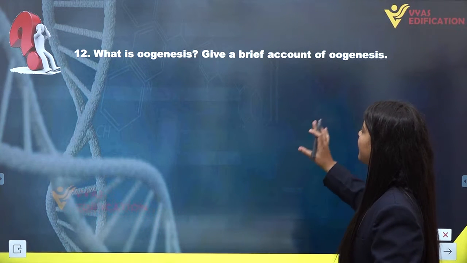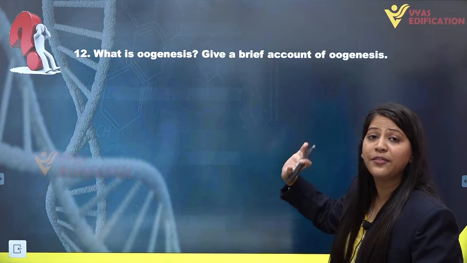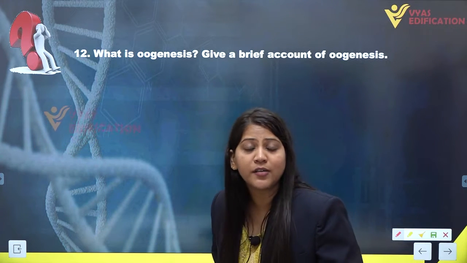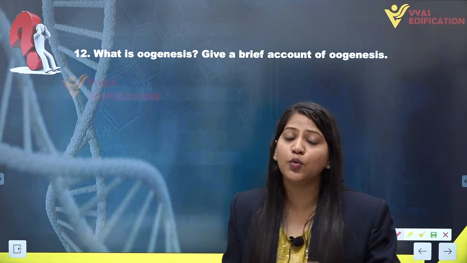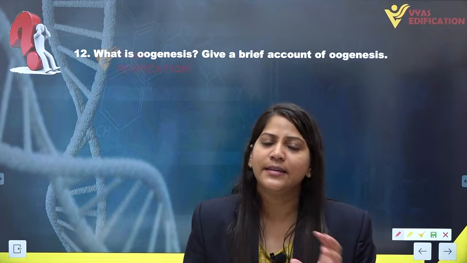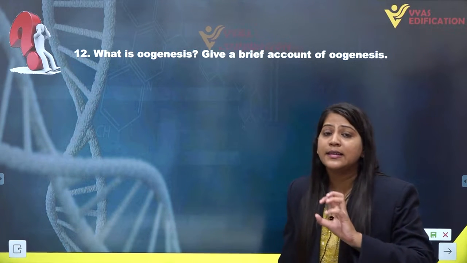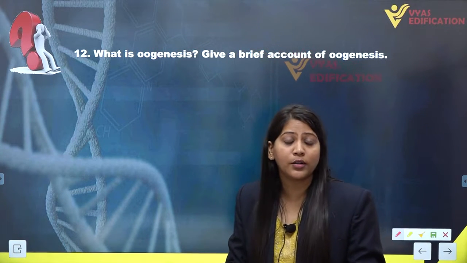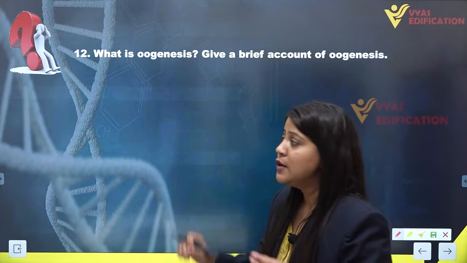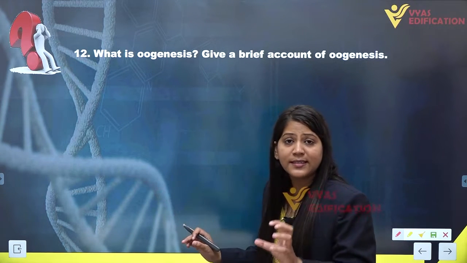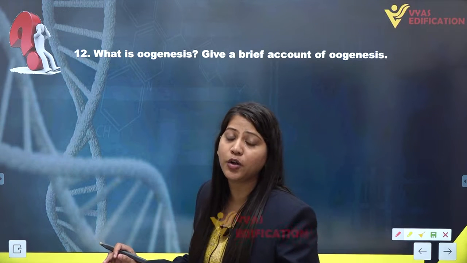Now let's understand a brief account of oogenesis with the help of a diagrammatic representation. First of all, you have to remember that oogenesis is different from spermatogenesis, as oogenesis starts before the birth of a female child. A very important point to remember here is that oogenesis actually starts even before the birth of a female child.